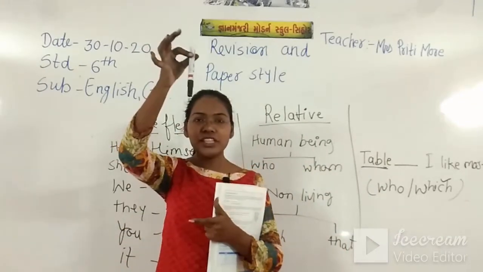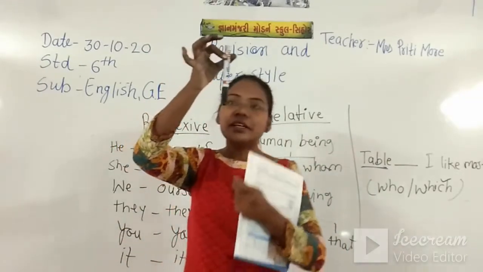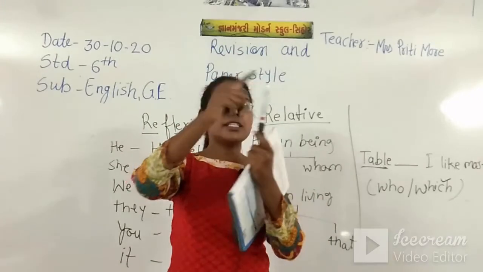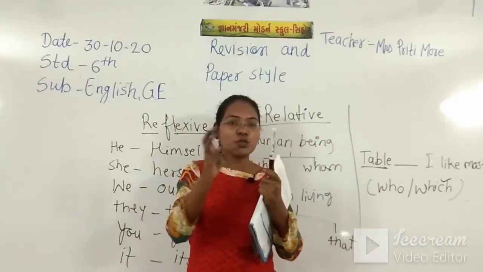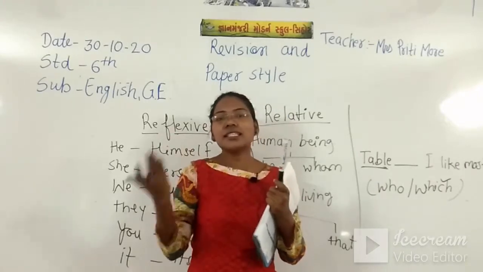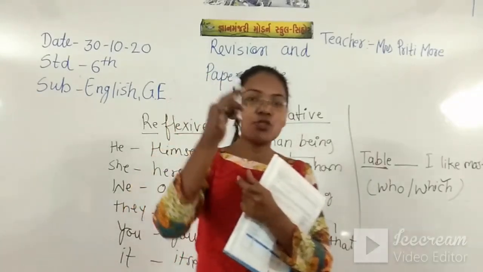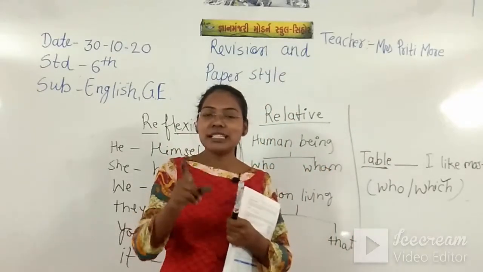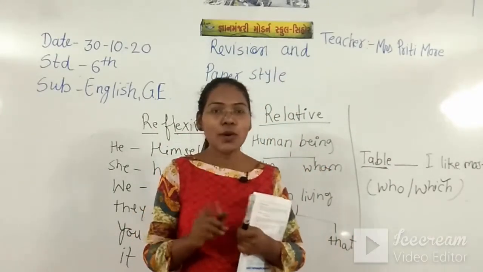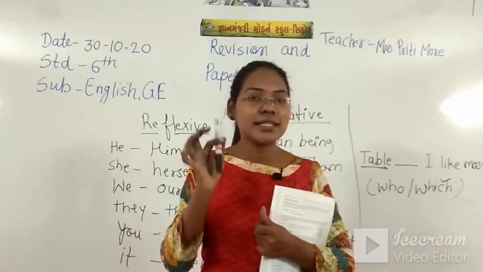If I am holding this pen, it has a black cap, and it is white in color. So this black cap, this white color, so black, white, this color is describing this pen. So this black and white, this is the adjective. The word which describes the noun or pronoun is called an adjective.